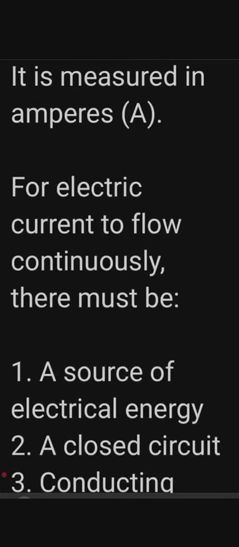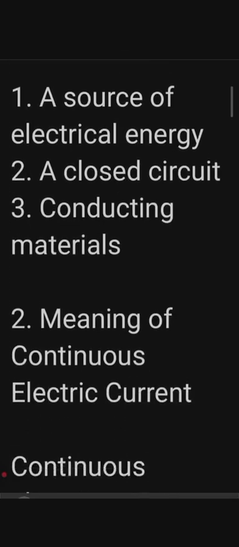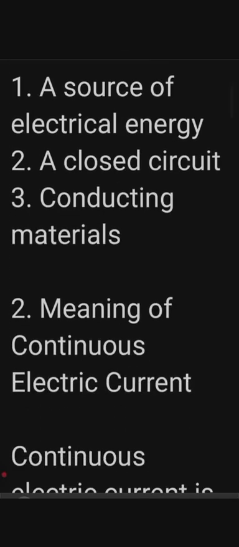For electric current to flow continuously, remember I said in the topic where we treated electric charge, that was static electricity, where the charges don't move. Now, in order for the charges to move, when charges move, current is produced. In order for us to be able to produce a continuous electric current, what must be done? Number one, we must have a source of electric energy. Number two, we must have a closed circuit. Number three, we must have conducting materials.